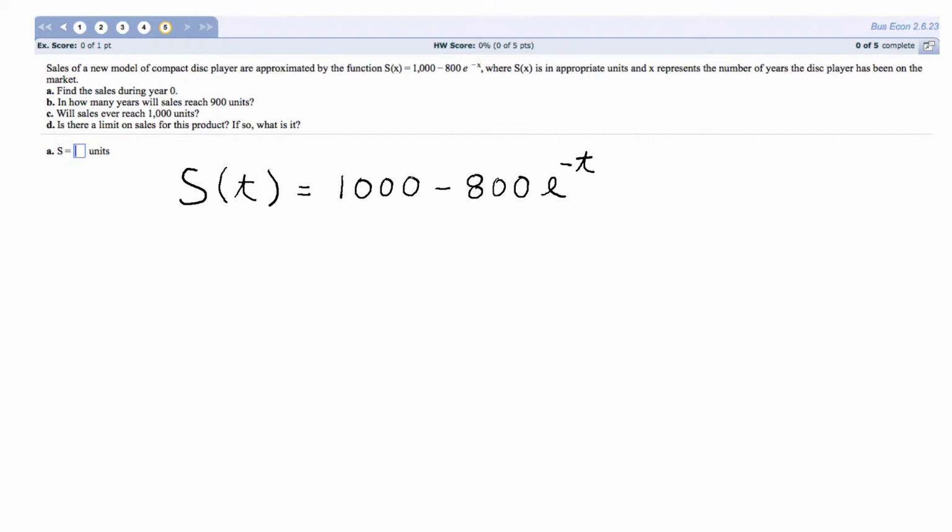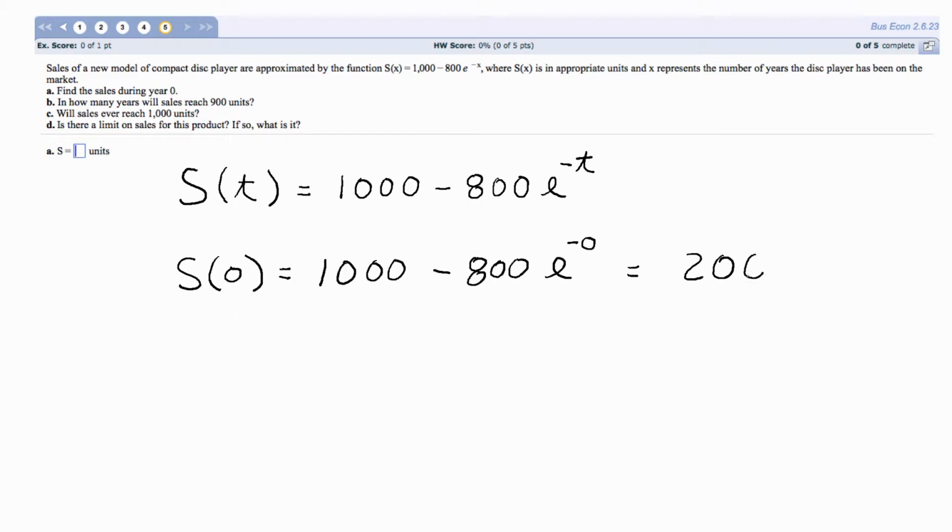So, when we put in 0, answer the first part. Find the sales during year 0. S in year 0 is equal to, maybe an x would be better, it's just 1,000 minus 800 times e to the minus 0. So that's just 200, because we get 1,000 minus 800.